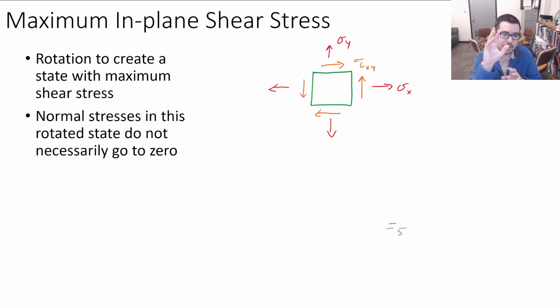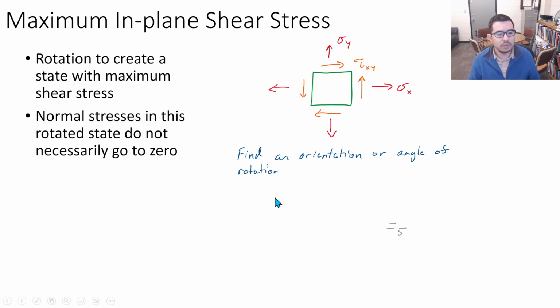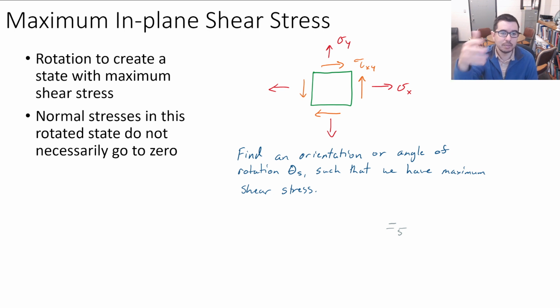And foreshadowing the last portion, we're looking for a maximum, right? So that means we are going to want to take a derivative and set it equal to 0. So here, what we need to do is find an orientation that gives maximum shear stress. And if we've plotted out the whole state of shear stress as a function of angle, which we've been doing, we can look at the graph and pick out where we have maximum in-plane shear stress.